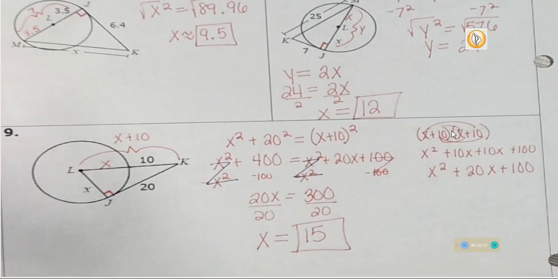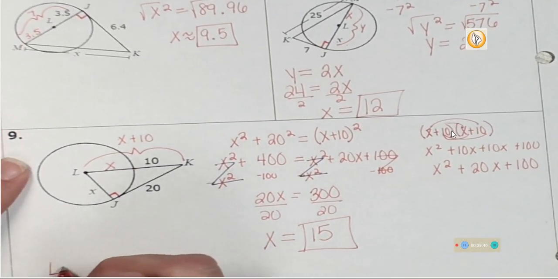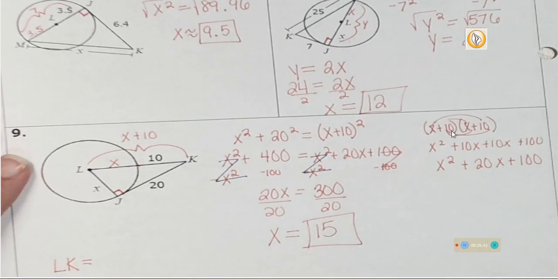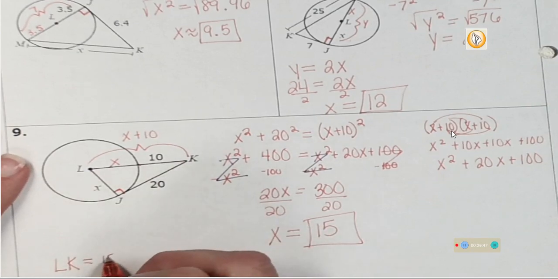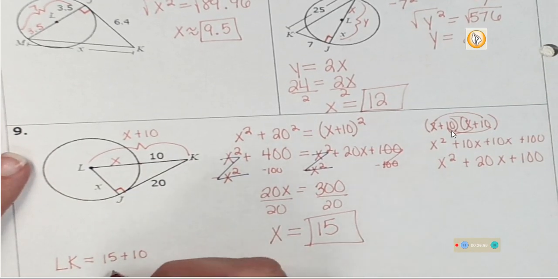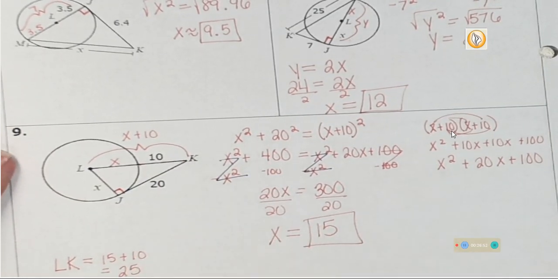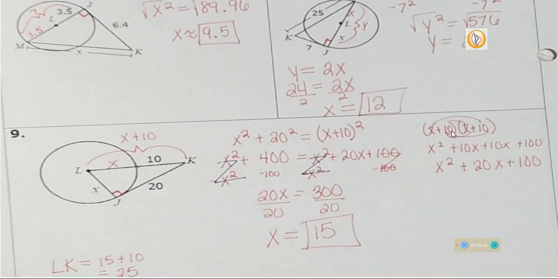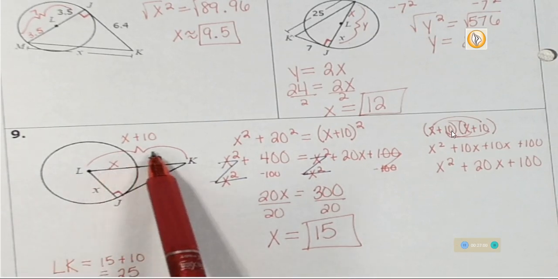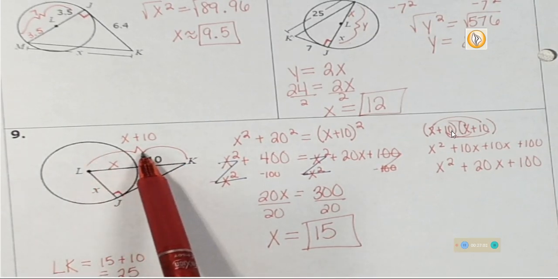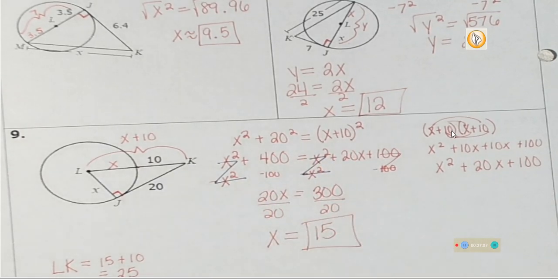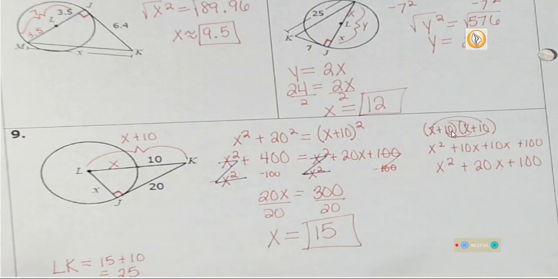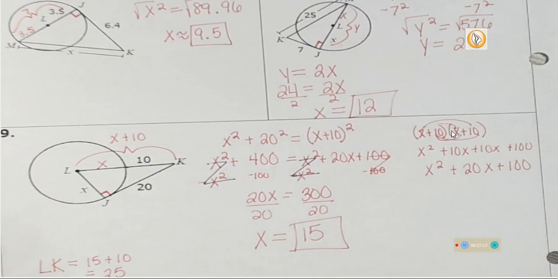If I had asked you for the measurement of LK, how would you find it? From L to K, that would be 15 plus, you plug x in, 15 plus 20 would give us 25 total. Now that's just what I would do if I asked you for that. I asked you for x. The reason I could not simply rename this and let it be y is because I can't have x squared plus 20 squared equals y squared. I can't have two different variables. I was forced to use my quadratic stuff.